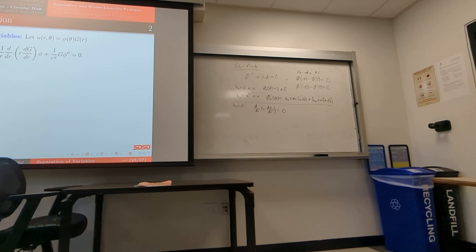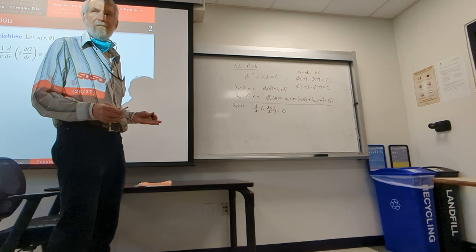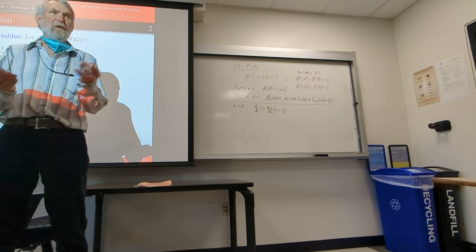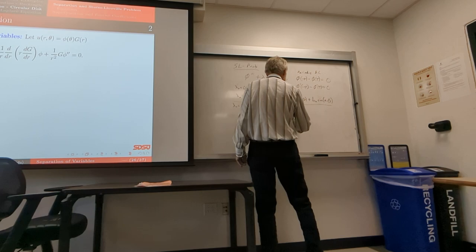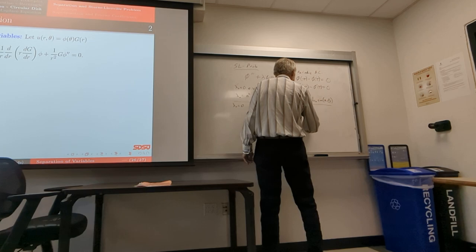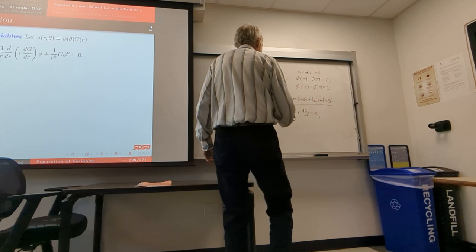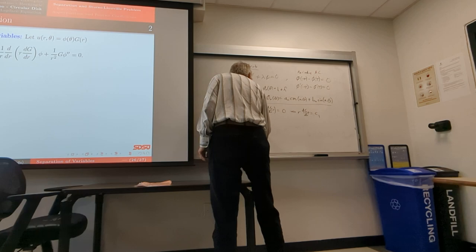Let's solve it. How are we going to solve it? Total derivative equals zero. What do you do? You can just integrate. So we do one integration, and that's going to imply that r times the derivative of g0 with respect to r is going to be equal to some constant, right? Now we have the derivative of g0 with respect to r is going to be equal to c1 over r.